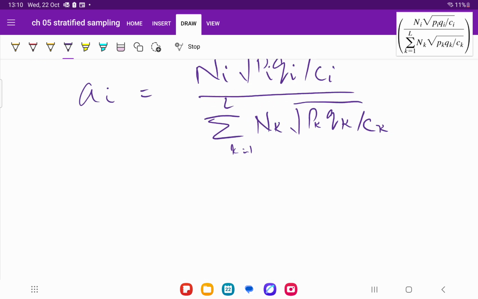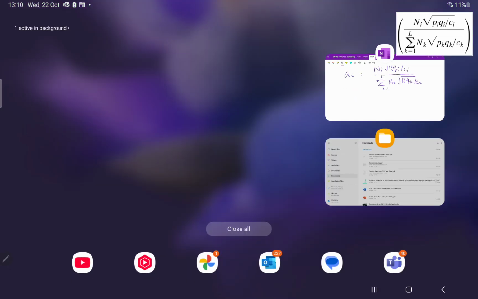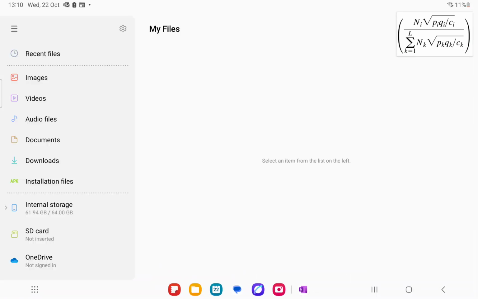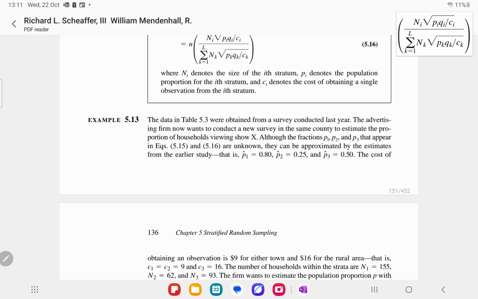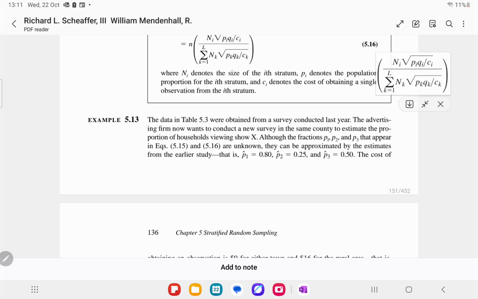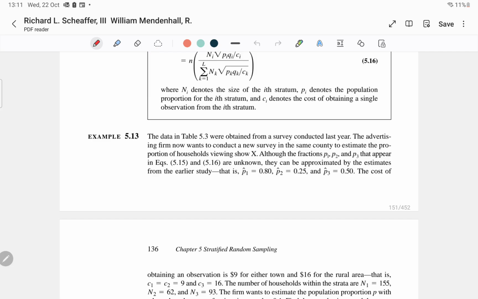Okay, and then we'll come to the, later on, what is this? In example 5.1, the data is already given. So proportion P1, P2 and P3 is given already. Let me mark. This is the first proportion, second proportion, third proportion. So if P1 is 80%, then what is Q1? 20%. And if P2 is 25%, then Q2 is 75%. If P3 is 50%, Q3 is 50% as well.